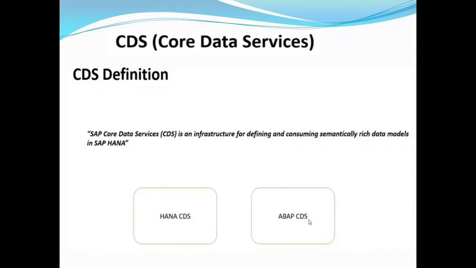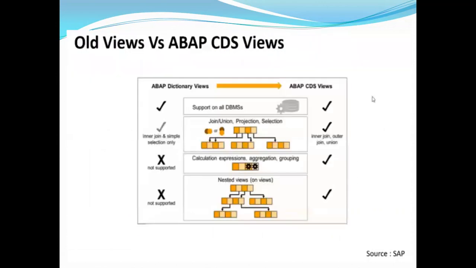system. Okay, so it is divided into basically two parts. One is the HANA CDS view, another one is the ABAP CDS view. So mostly we will use ABAP CDS views. So we will see how we can go ahead with the ABAP CDS view. Okay, so before CDS views, we will just differentiate old views versus ABAP CDS views.